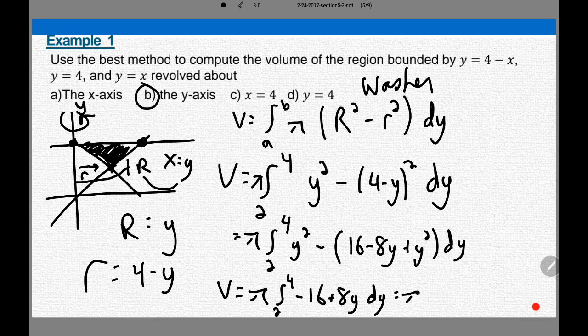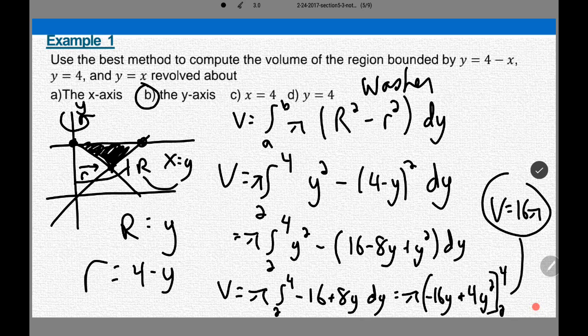And that gives me pi times my antiderivative, which is negative 16y, plus, and then I do y squared, and that means I got to do half of 8, so 4, and we're evaluating from 2 to 4. I'm not going to show all that work out here, but that should give you the volume being 16 pi at the end. So again, in this case it was necessary to do washers because of the way the radius changes. Since I have those two separate radii and we're spinning about the y-axis, I chose to do washers.